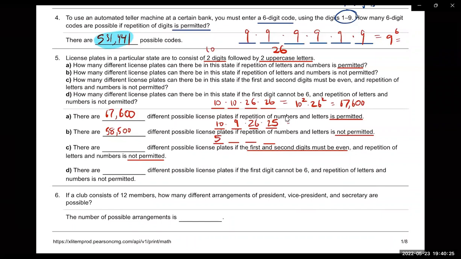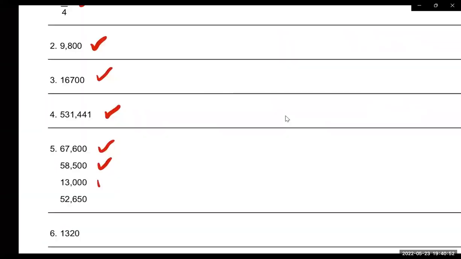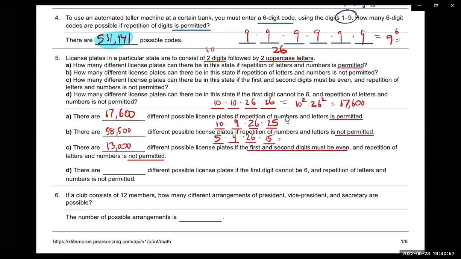And repetition is not permitted. So that means that now we only have 4 digits to choose from. All right, and then for the letters, there's no restrictions, 26 letters, but you can't repeat, so 25. All right, so let's do it now. 5 times 4 times 26 times 25 is, I'm getting 13,000. Let's see if that's correct. It is. All right. It's a good feeling when you get it right.